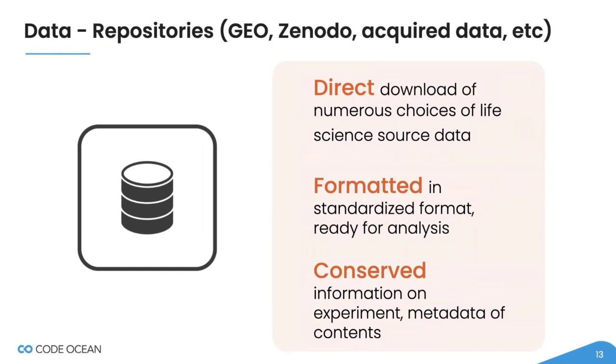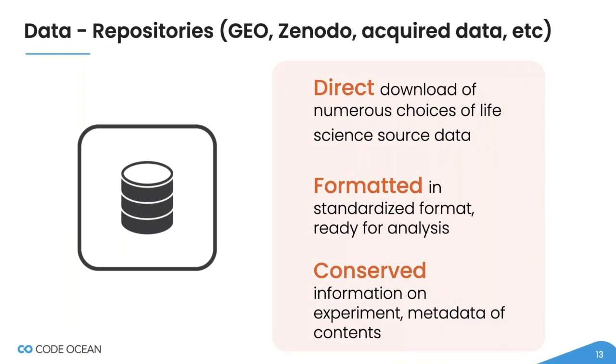And lastly, when it comes to data, there are several well-known life science or computational science repositories available. Ones that come to mind may be the GEO repository, Zenodo, and potentially any acquired data that you may have within your organization. When it comes to data repositories, the benefits include a direct download of numerous choices of life science source data. GEO and Zenodo have APIs and FTPs. There are many different ways that you can download a data set from GEO or Zenodo.